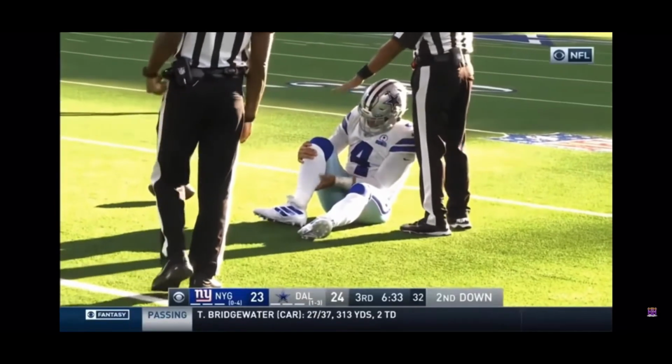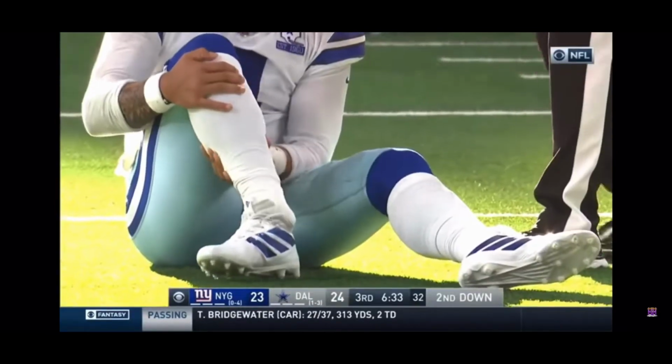You almost got to hope it's a cramp, don't you, if you're a Cowboy fan right there? But believe it or not, that's not actually a cramp, and if you stick around for a little bit, I'll tell you what really happened to Dak Prescott this season.